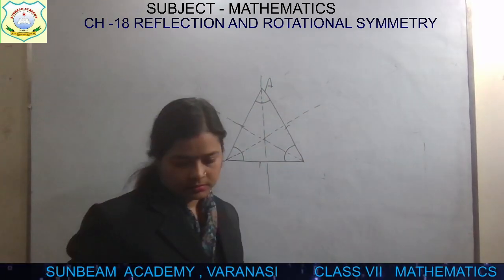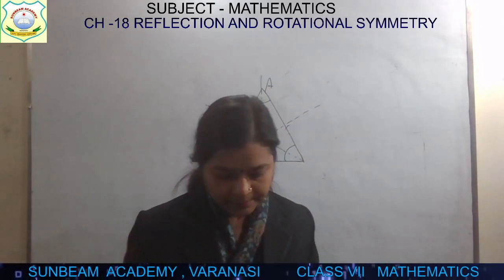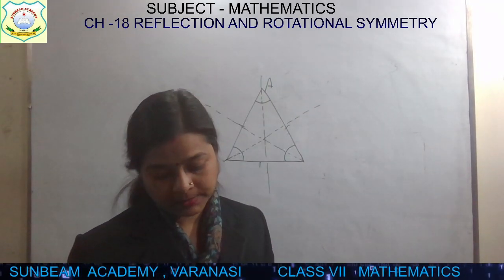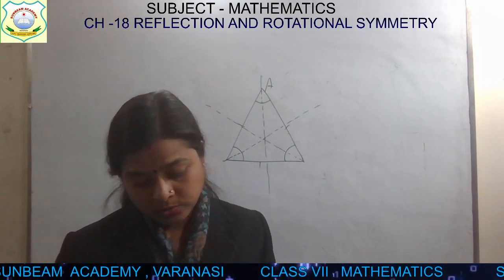Okay, then next is, give an example of a figure that has a line of symmetry but does not have a rotational symmetry.